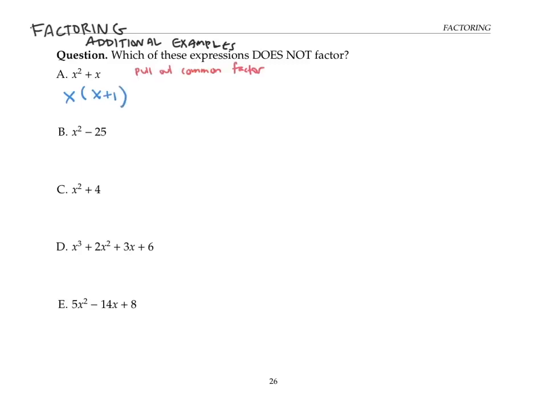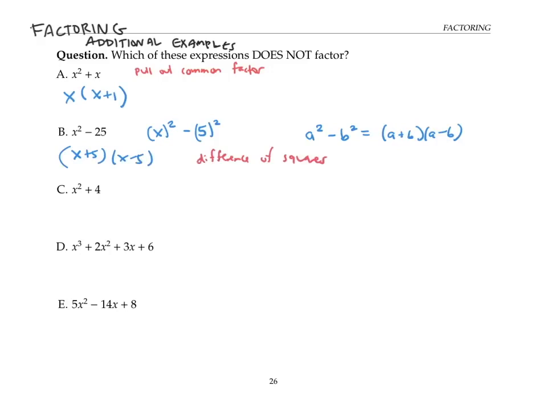The second example can be factored as a difference of 2 squares, since x squared minus 25 is something squared minus something else squared. And we know that anytime we have something like a squared minus b squared, that's a plus b times a minus b. So we can factor this as x plus 5 times x minus 5.